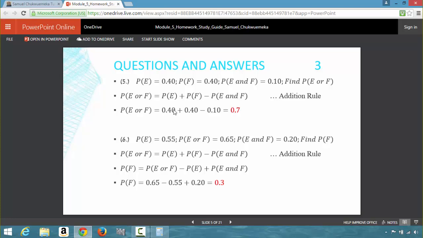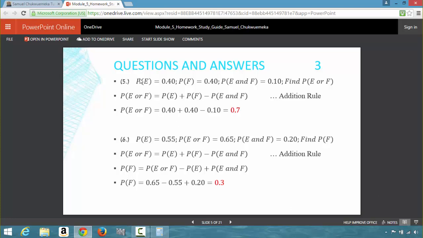If they want you to express it in fraction, then you have to express it in the simplified form, the simplest form of the fraction. If they want you to express it in decimal, you have to express it in decimal. If they want you to express it in percentage, you have to express it in percent.